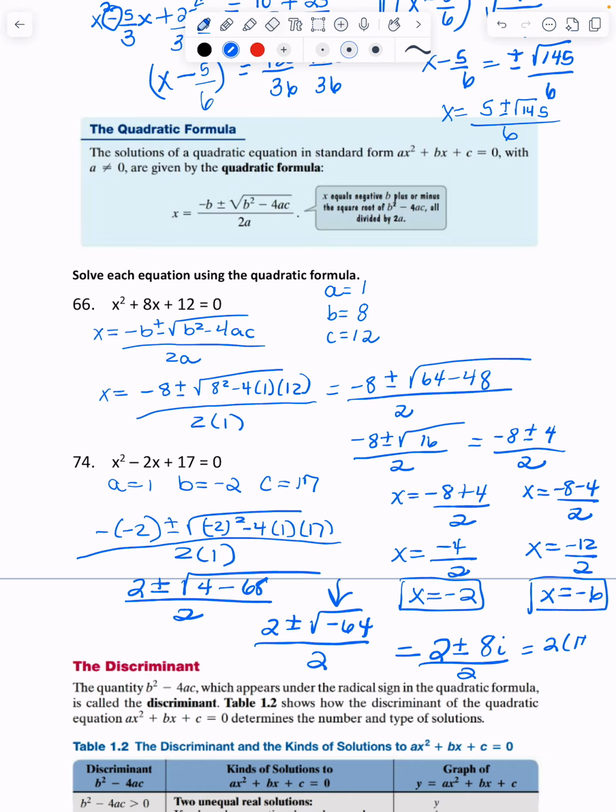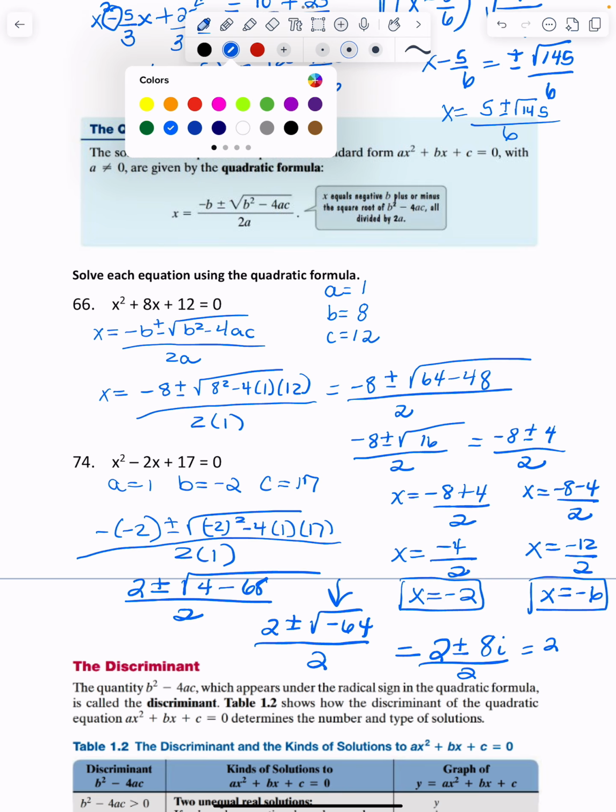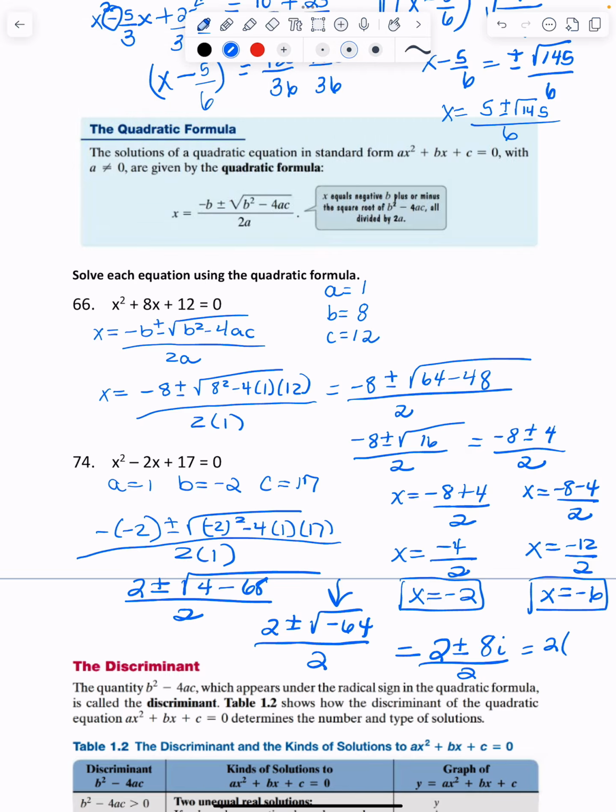And that doesn't look like what I'm trying to write, but it's 1. If I factor a 2 out, I get 1 plus or minus 4i over 2. The reason that I have to factor is that I cannot cross cancel between a plus minus, so I'm actually factoring, but my two answers come up to be 1 plus 4i and 1 minus 4i. You do need to know the quadratic formula, and we can use that to solve any quadratics.